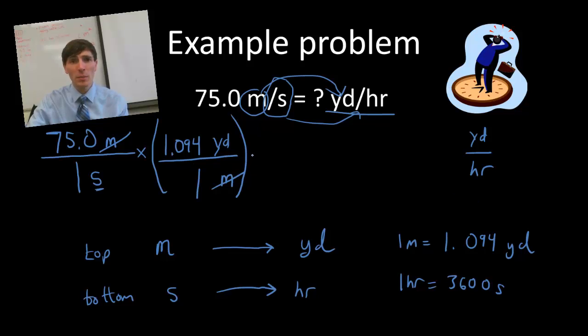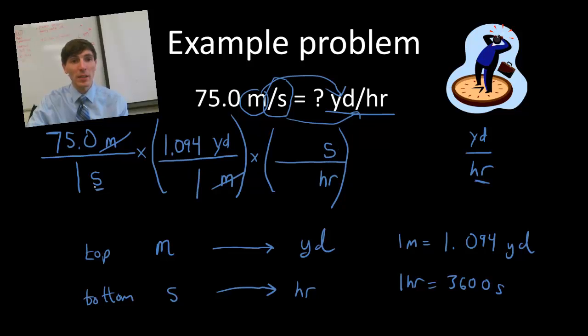So what I'm going to do is use my other relationship and do another conversion bubble. And now we need to get into hours on the bottom. Now here's the thing. When I write this conversion factor, hours must be on the bottom because I need it on the bottom over here. So I'm going to put hours on the bottom, and that means I need to put seconds on the top.